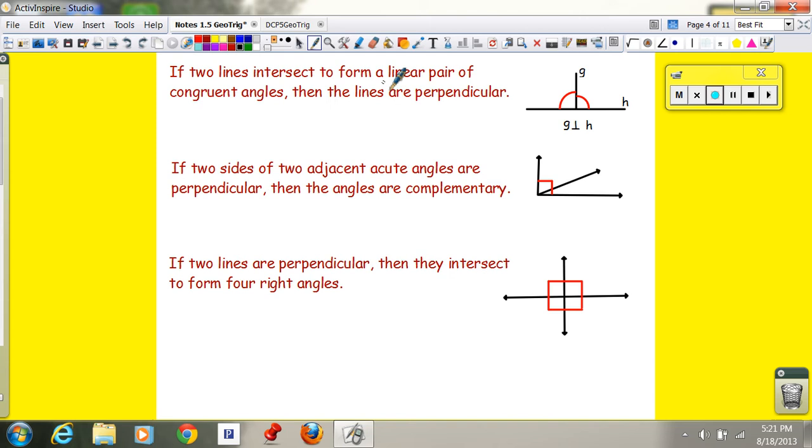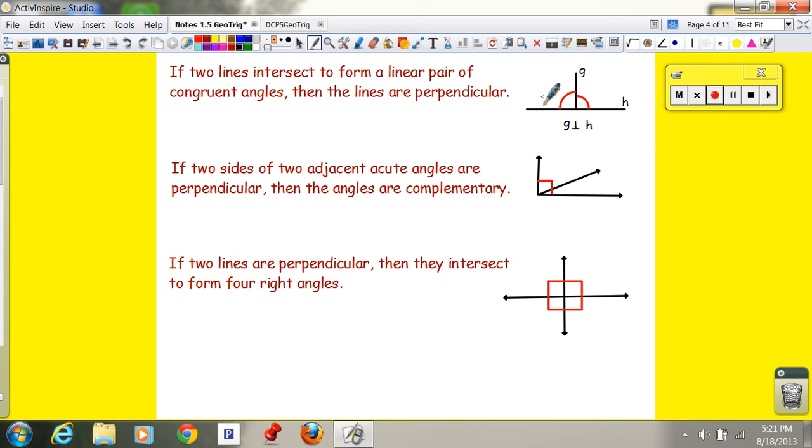Two lines form a linear pair. We know a linear pair from before is adjacent angles that are supplementary. So if we can have two angles that form a linear pair and both angles are congruent to each other, that's what these arcs mean, they're congruent. The only way that they can make 180 degrees and actually be the same angle is if they're both 90. That means they would have to be perpendicular. So two angles that are equal, that are going to make 180 degrees, have to both be 90 degrees. Therefore, the lines must be perpendicular.